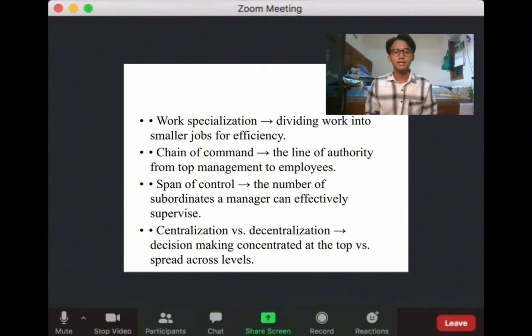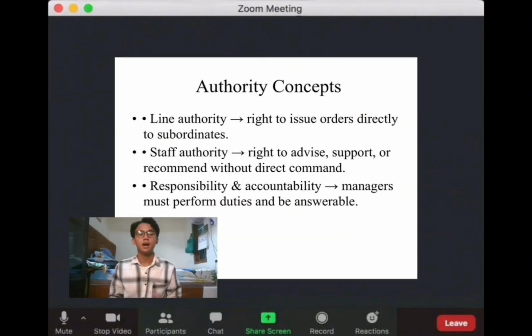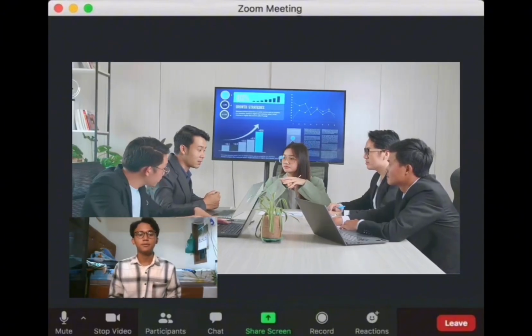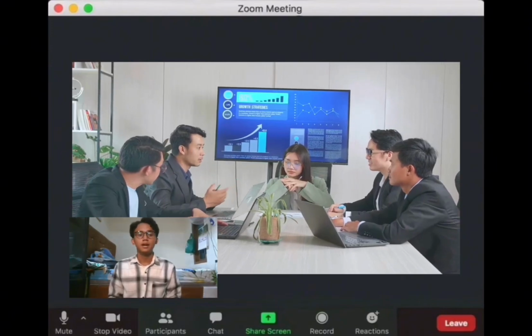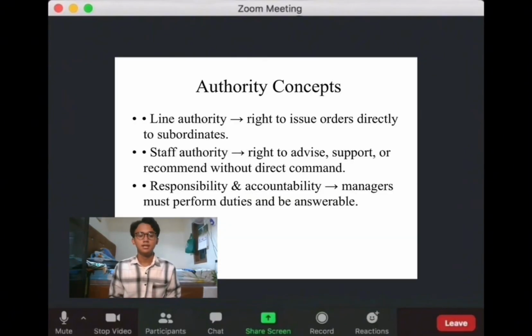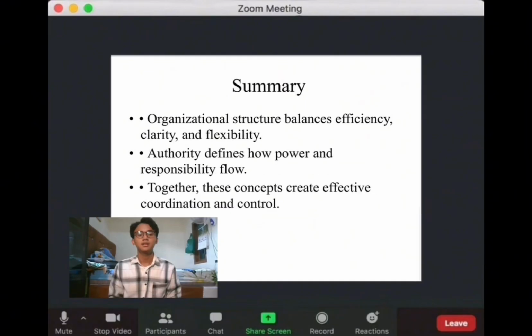And the last is a point named authority concepts. First, line authority is about direct command over subordinates. Second, staff authority, an advisory and support role. And the third is responsibility and accountability, which is about the obligation to perform and be answerable. And the last, or fourth, is delegation, which is about passing authority to subordinates.